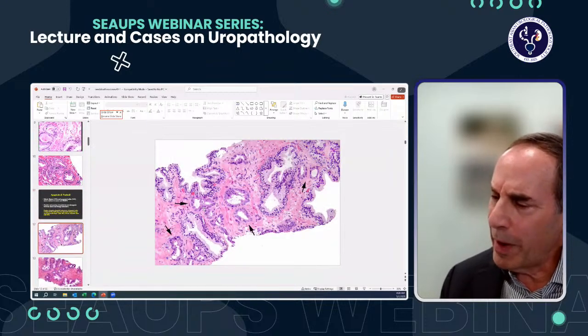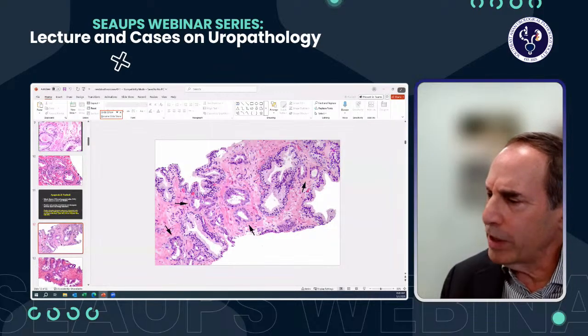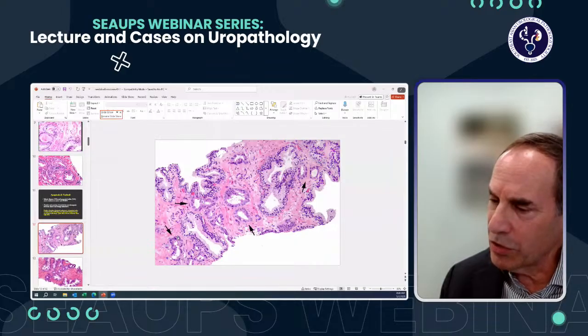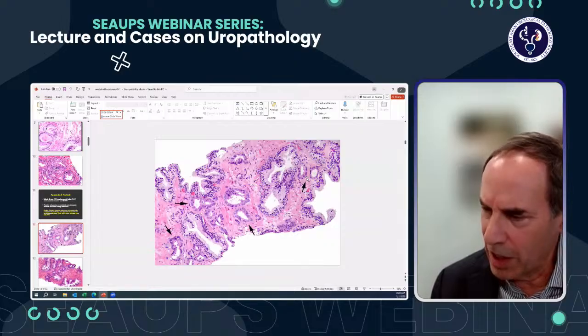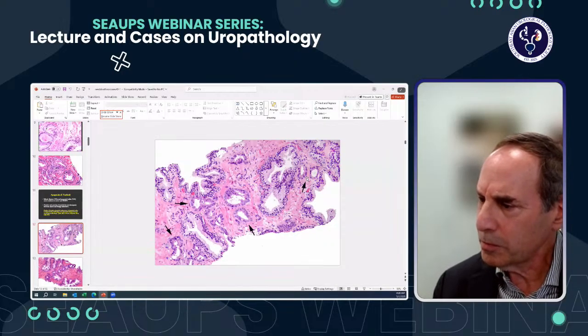The other architectural pattern that is actually more diagnostic of cancer is an infiltrative growth pattern. And in order to diagnose an infiltrative growth pattern, you want to see the neoplastic glands on both sides of benign glands. So here we can see where these arrows are pointing, these glands with a little bit darker cytoplasm infiltrating between the benign glands, and that is diagnostic of prostate cancer.